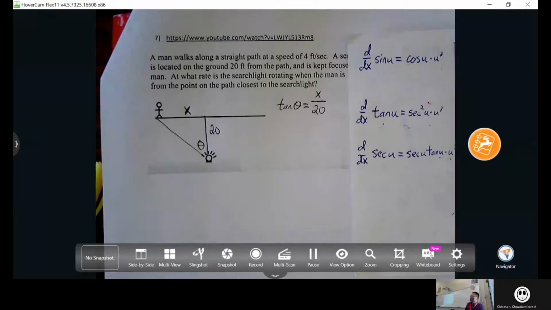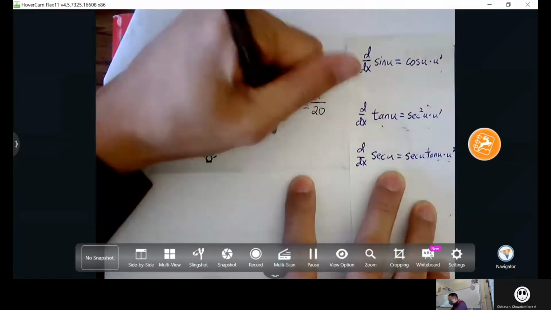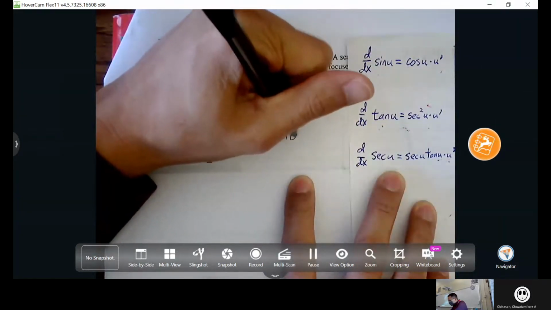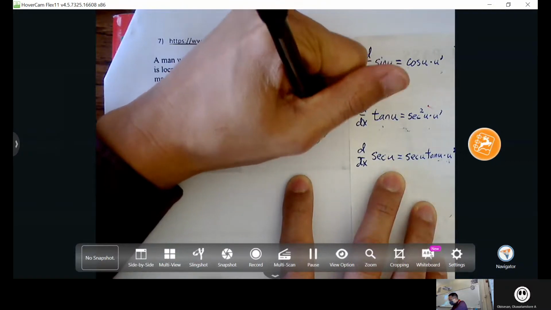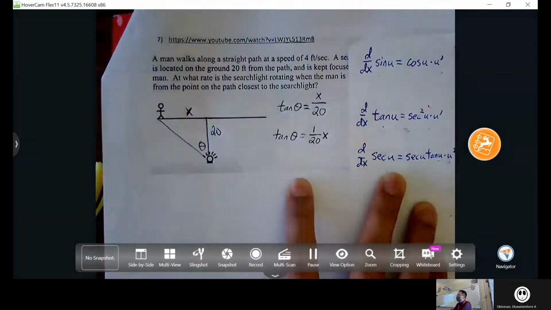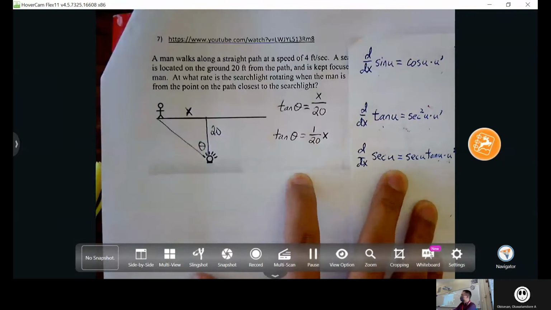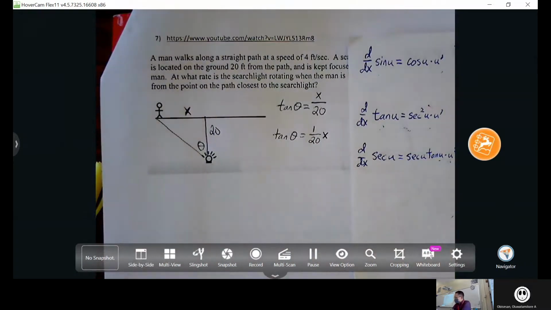Okay, so what do you get for your derivative? How do you find the derivative of x over 20? How about we rewrite it. Let's pull that 20 out as 1 over 20, and that way you can just see it as a coefficient in front of the x. So what's the derivative of 1/20th x? 1/20. And then what does x become? dx. Yeah.